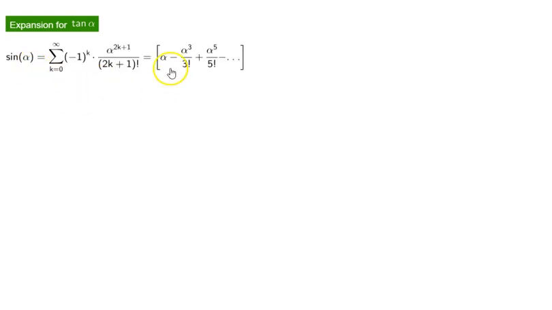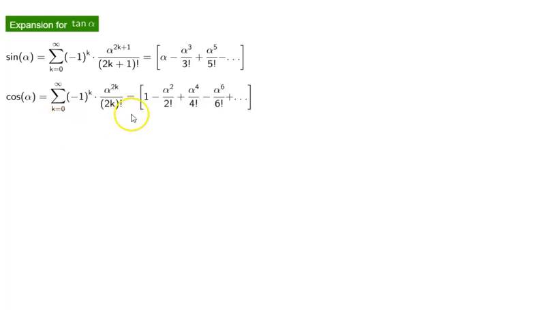Now, in the previous session, we looked at the series expansion for sine and cosine. Now, let's look at the series expansion for tan alpha. We have already seen sine alpha is equal to alpha minus alpha cube by 3 factorial plus alpha to the power of 5 by 5 factorial minus and so on. And similarly, for cos alpha, we have 1 minus alpha square by 2 factorial plus alpha to the power of 4 by 4 factorial minus alpha to the power of 6 by 6 factorial plus and so on.